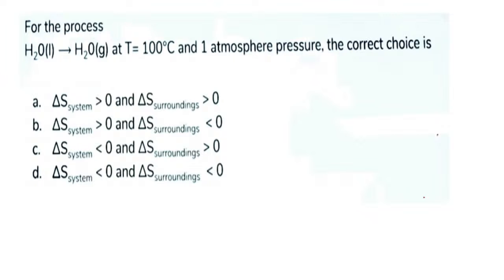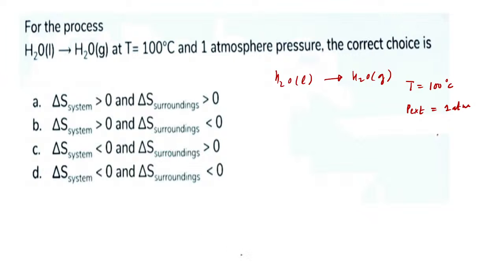So mixed answers for options A and B. Now let's figure it out. The question is for the process H2O liquid to H2O gas, the temperature is given as 100 degrees Celsius, and the external pressure is given as 1 atmosphere. Find the correct choices.